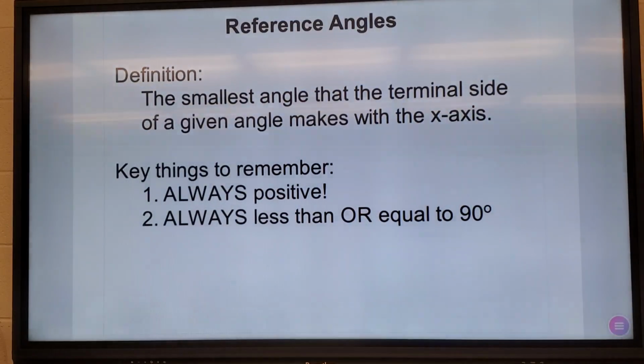Reference angles, again, that we just did. The definition is the smallest angle that the terminal side of the given angle makes with the x-axis. Okay, again, it has to be the smallest one. Okay, key things to remember here: they are always, always, always positive, and they are always less than or equal to 90 degrees. So they can range from 0 degrees up to 90 degrees. They are always positive, though.